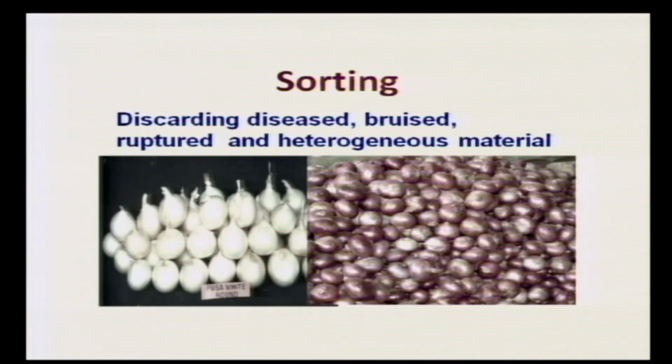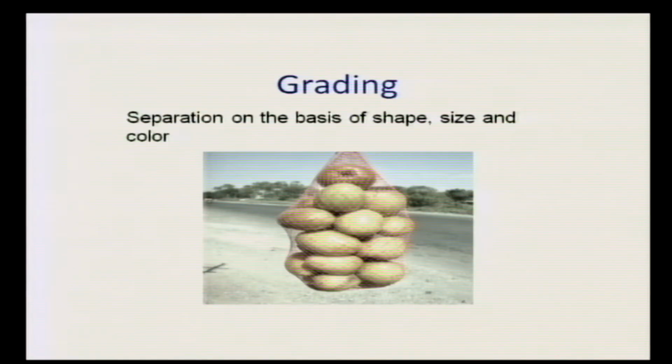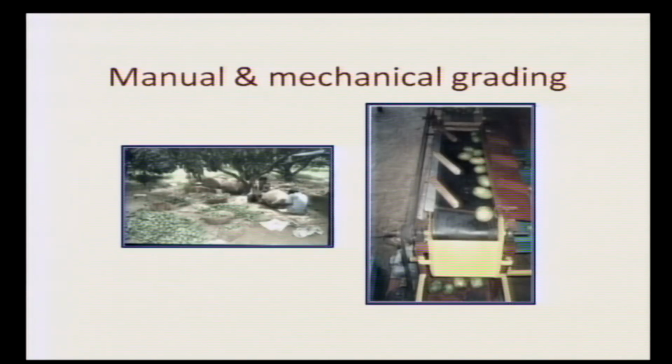Then sorting, that is discarding the diseased, bruised, ruptured and heterogeneous material, which should be separated out. Sorting is very important. Grading, we have to grade them on the basis of shape, size and color, and you will appreciate this is a simple example of value addition. If you grade them properly, like small tomatoes, big tomatoes, small mangoes or big mangoes, different colors, you can get good value addition. It is separation on the basis of shape, size and color. Nowadays there are mechanical graders available, and we can also do it by manual method.